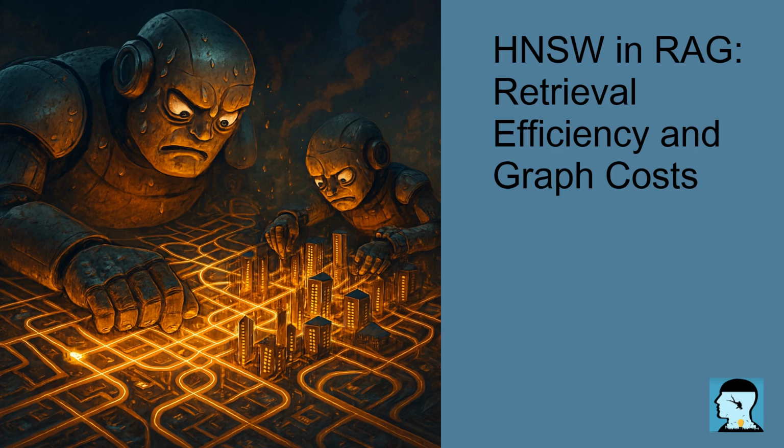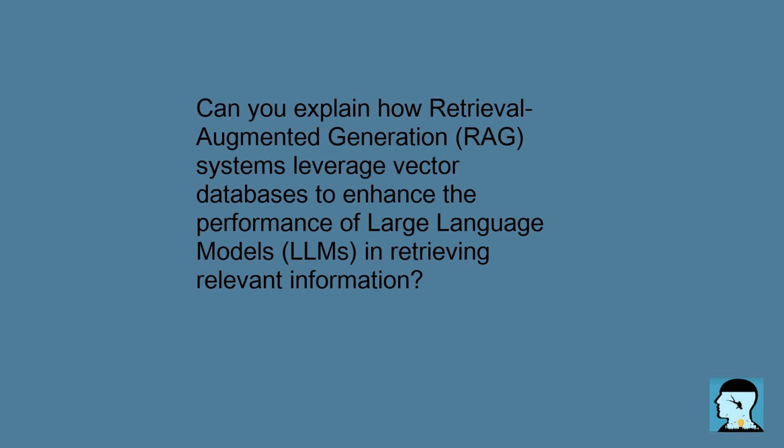Hello and welcome tonight. We're exploring how RAG systems enhance LLMs using vector databases and HNSW. Discover how this algorithm speeds up information retrieval with close enough searches, improving semantic search, despite some memory trade-offs. Can you explain how Retrieval-Augmented Generation (RAG) systems leverage vector databases to enhance the performance of large language models (LLMs) when retrieving relevant information?